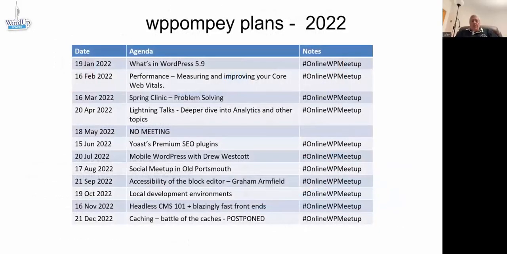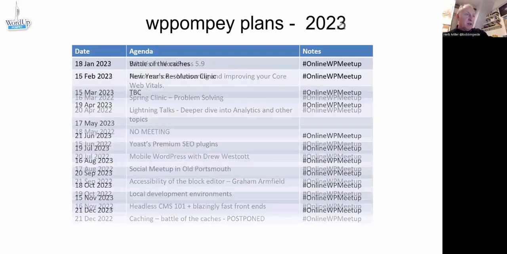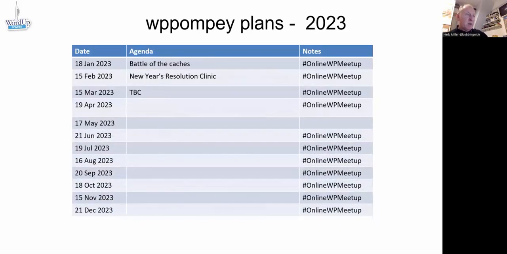Last year we did that, except in December I postponed the meeting because I didn't get the caching stuff done. So this year we've had Battle of the Caches, and next month I think we should have a New Year's resolution clinic. Did you make a New Year's resolution about what you're going to do with your WordPress websites, and how far have you got so far with it? How's that sound? Good.